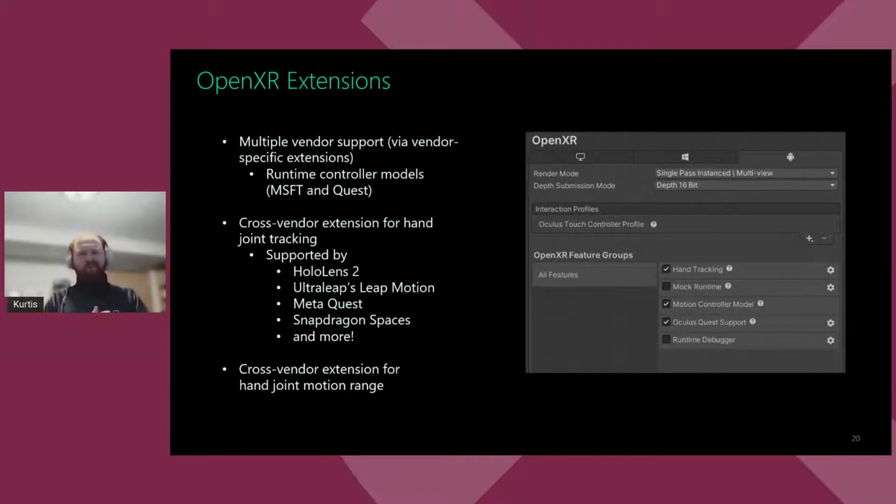I think it was the 1.5 release. We added support for the Quest runtime controller models on top of the Microsoft runtime controller models. So although there isn't yet a cross-vendor OpenXR extension for that, we're able to combine two of the existing ones in the MR OpenXR plugin, so that as far as you're concerned, you're just saying, hey, is there a model? Cool, give me the information and I can render it. And now that API will work across Windows Mixed Reality headsets and Quest headsets.